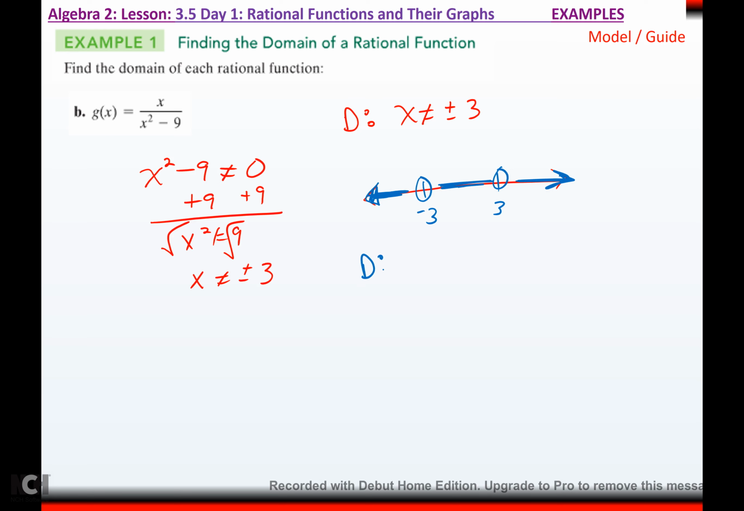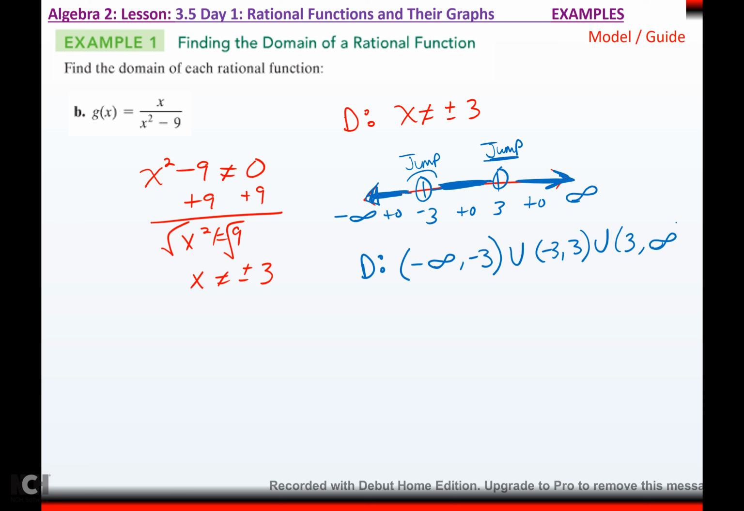So to describe my domain in interval notation, we say that this goes from negative infinity to negative 3, jumps negative 3, and it continues from negative 3 to 3. It jumps 3, and it continues from 3 to infinity. So to say that, we go round bracket, negative infinity to negative 3, round bracket because you can't include that. To say the jump, we say union, and then we describe this section, which is negative 3 to 3, union for this jump, and then we describe this section, which is 3 to infinity.